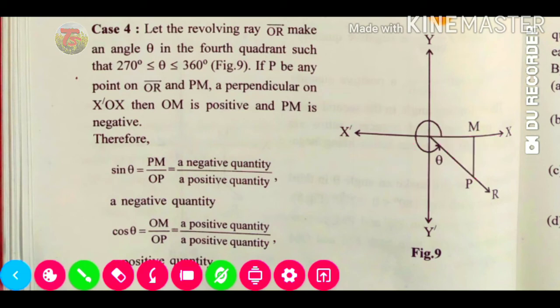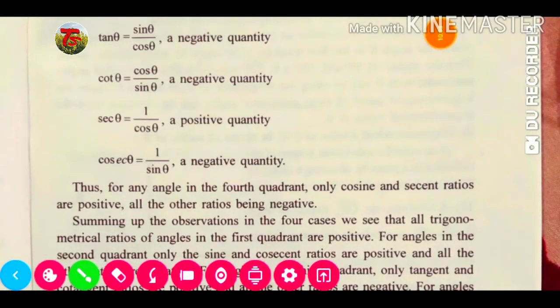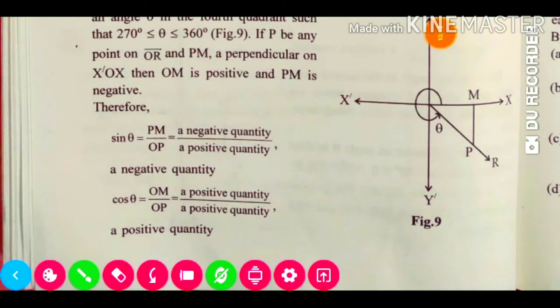So sin theta is equal to PM divided by OP. PM is negative and OP is positive, so it is a negative quantity. Cos theta is OM divided by the hypotenuse OP, both positive, so it will be a positive quantity. Tan theta is sin theta by cos theta. Let's see the last page: sin theta is a negative quantity and cos theta is positive.